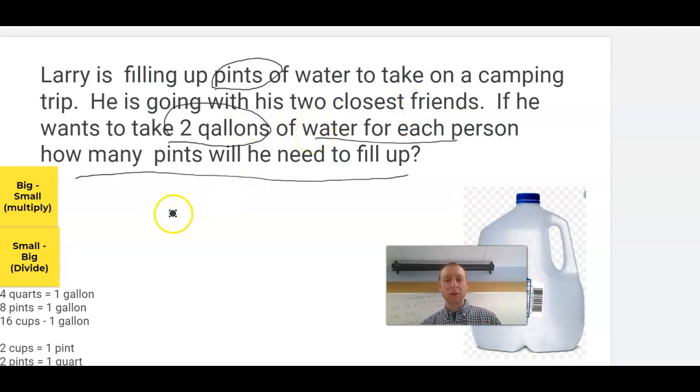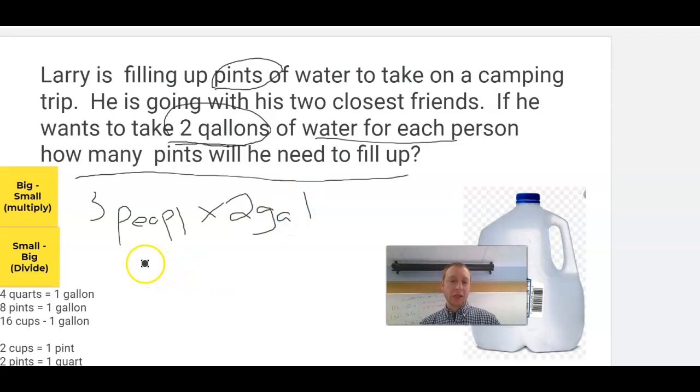So how many people are there altogether? There's 3 people, right? So there's 3 people altogether. And he wants to bring 2 gallons for each person, right? So 3 people times 2 gallons. So how many gallons altogether? 3 times 2 is 6. So that means he's going to have 6 gallons altogether, right? So I think that's the first part of the problem.